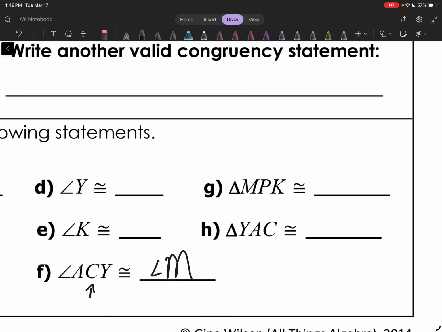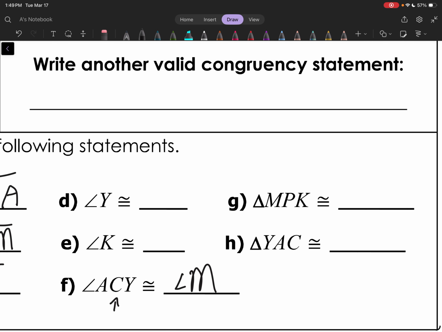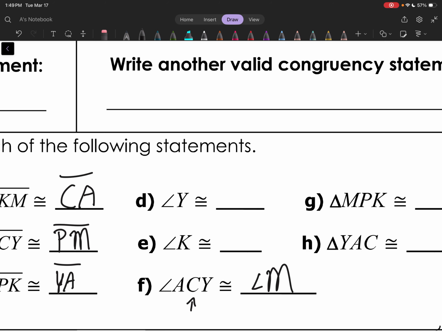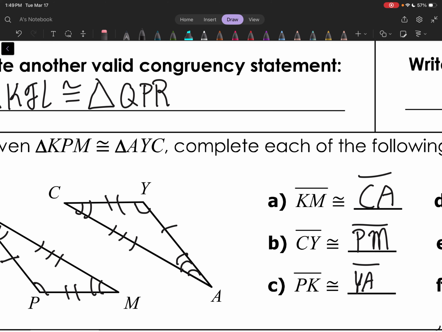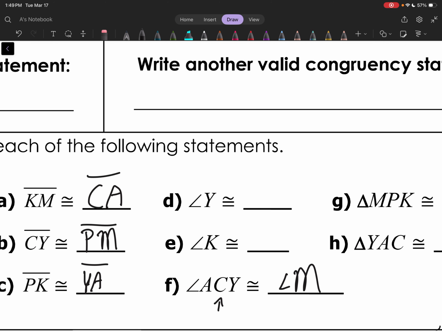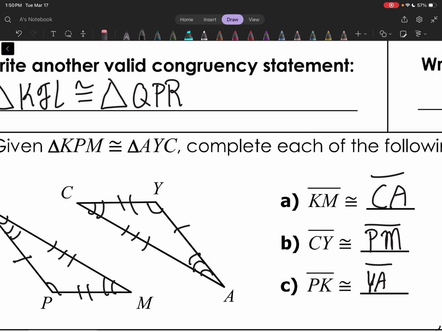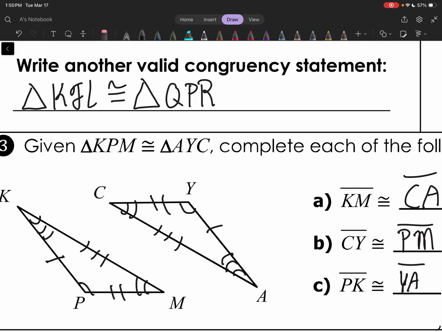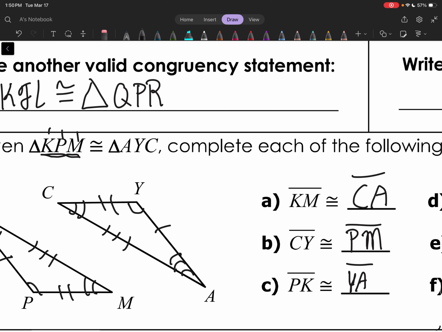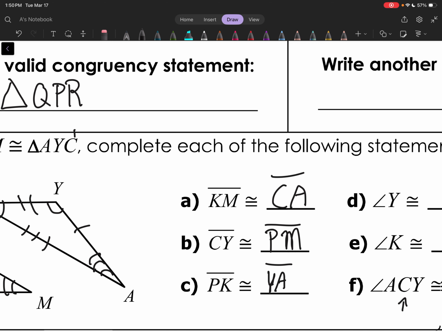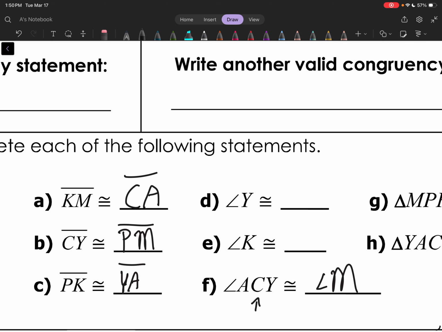I want you to try D and E. I'm going to look at H and let you do G. Actually, I'm going to do part G. MPK. This is dealing with this triangle. The order is MPK, so last one, middle, then first. Last, middle, first, CYA is the triangle.